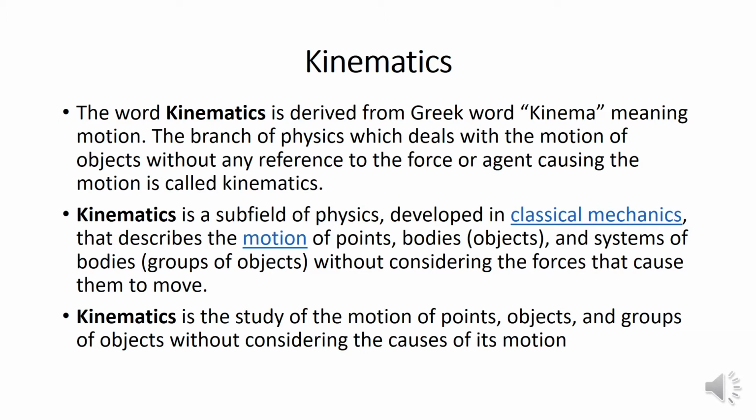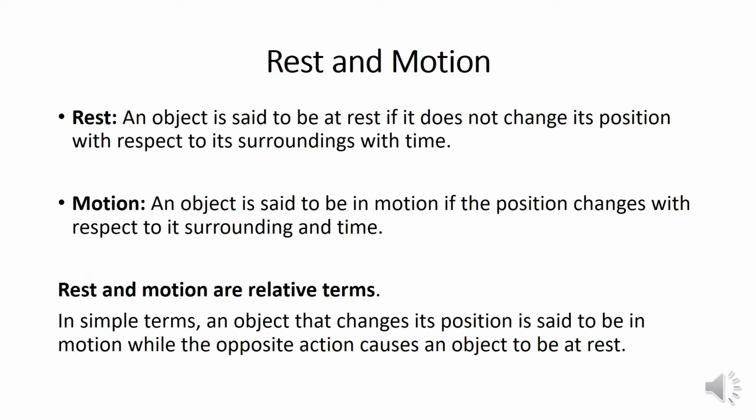So a simple definition of kinematics would be: it is a study of the motion of points, of objects and groups of objects without considering the causes of its motion. Now, when you talk about motion, you also have rest in mind, and the difference between motion and rest. When a body changes its position with respect to its surrounding, then we say that the body is in motion. And when a body does not change its position with respect to its surrounding, we say that the body is at rest.